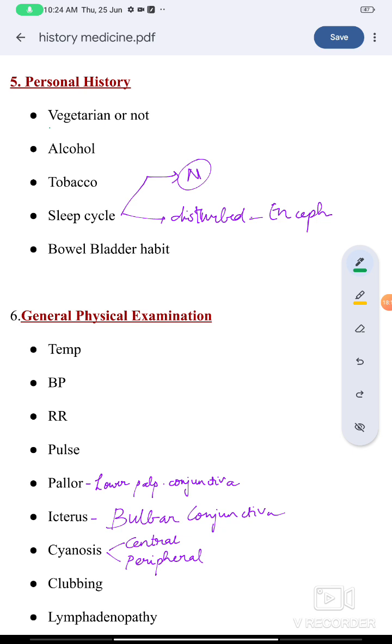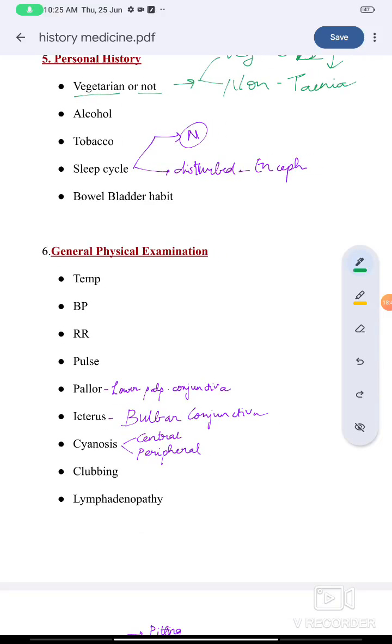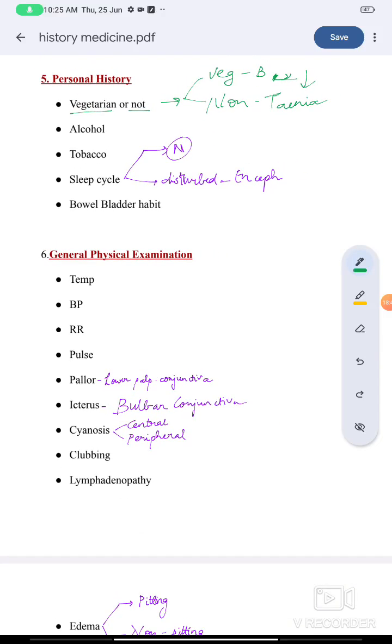For example, if the patient is vegetarian or not, or allergic to certain products. So why is this important? Certain diseases are more common in vegetarians and certain in non-vegetarians. For example, if the patient is vegetarian, B12 deficiency is very common. For non-vegetarian, tinea infections, that is hookworm, is more common. So you have to always note the dietary history of the patient.